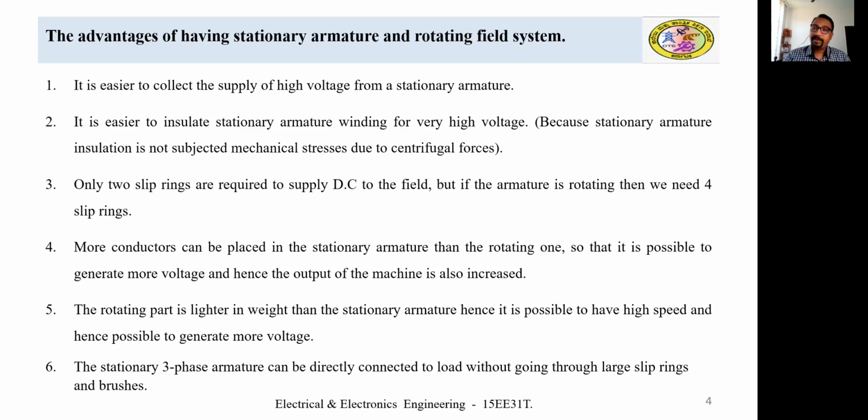In the case of a DC generator, as the armature is rotating, the rotating armature has to connect to a stationary load, which is quite difficult and complicated. So in the case of an alternator, if the armature is stationary, we can directly connect a stationary load to a stationary armature. So these are the important advantages which we get if we make the armature of an alternator stationary, with a rotating magnetic field.